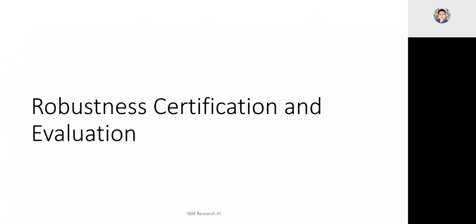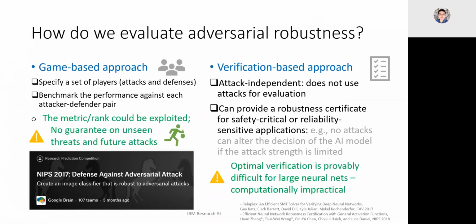Okay, so finally, we are looking at the robustness certification and evaluation. So the reason I motivate attack and defenses first is there are several ways to evaluate the robustness of your AI model. So one very typical way is people usually use a game-based approach where you specify a set of players. In this case, I can call a different attack function and different defenses and operate them on my model, and I can benchmark the performance between each attacker and defender pair. So this is a very reasonable approach, but the downside is this ranking may be misleading, and there's no guarantee that your model will be robust to the attacks that you didn't perform.